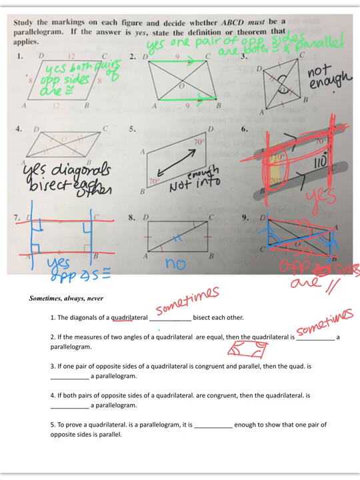If one pair of opposite sides of a quadrilateral is congruent and parallel, then the quadrilateral is always a parallelogram. That's a theorem. And if both pairs of opposite sides of a quadrilateral are congruent, then the quadrilateral is always a parallelogram, also a theorem. And finally, to prove a quadrilateral is a parallelogram, it is blank enough to show that one pair of sides is parallel. No, it is never enough to show that only one pair of opposite sides is parallel. You either also have to show the same pair is congruent or that another pair is parallel.